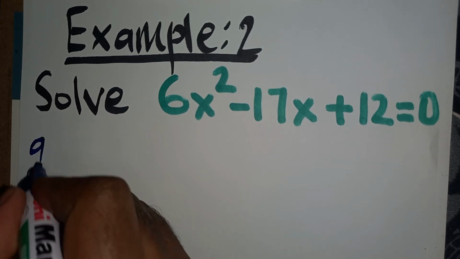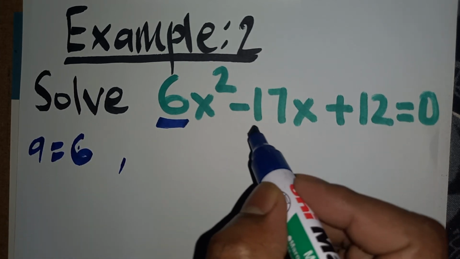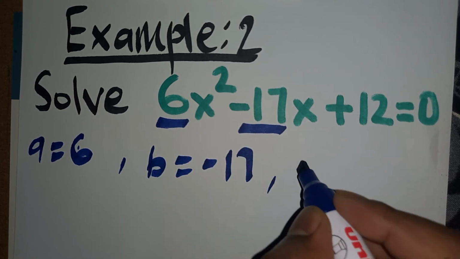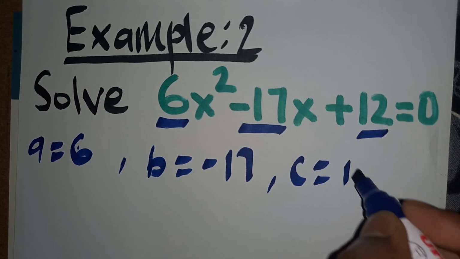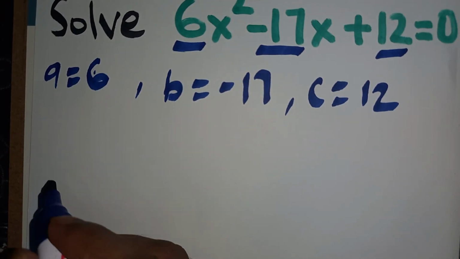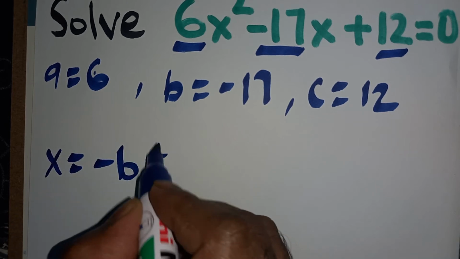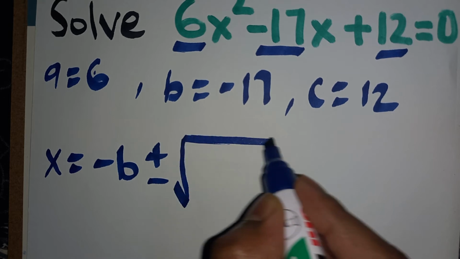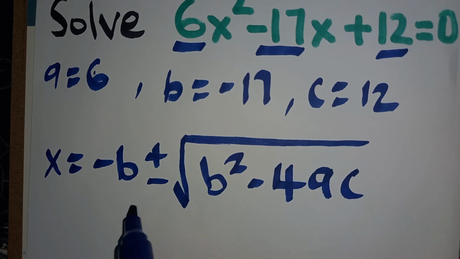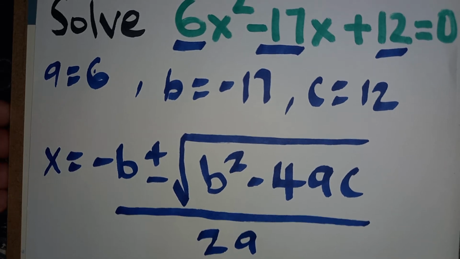So the value of a is this one, 6. Then we look at the value of b. Value of b there is negative 17, and the value of c we have 12, right? After that, we are going to write down our quadratic formula. Our quadratic formula is x is equal to minus b plus minus the square root of b squared minus 4ac, divided by 2 times a, right? That is our quadratic formula.